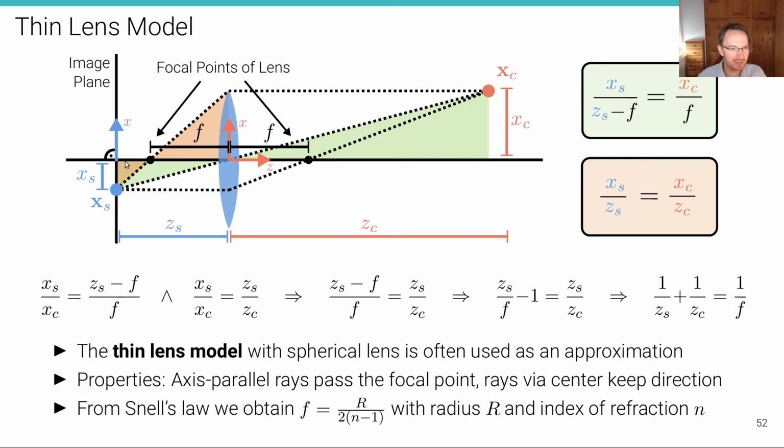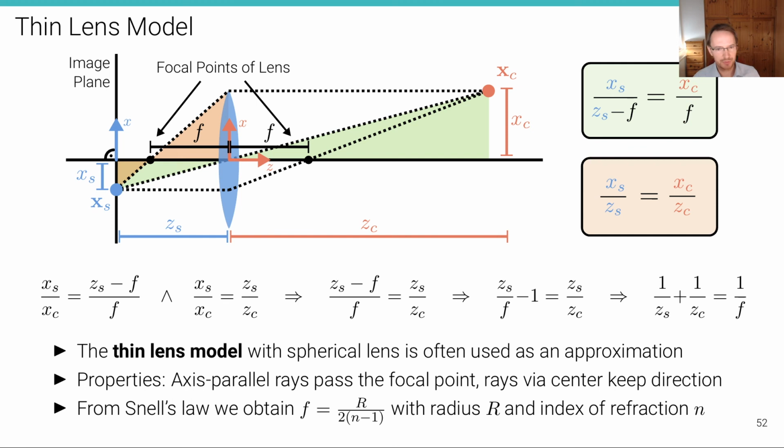let's consider the red triangles first. So here we have xs over xc. So we have this distance, and xc is this distance, which is the same as this distance here. So this divided by this must obviously be this distance divided by this distance. So xs minus f divided by f. And similarly, xs divided by xc by this distance here must be the same as cs divided by cc. So this is the relationship that's coming from the green triangle.